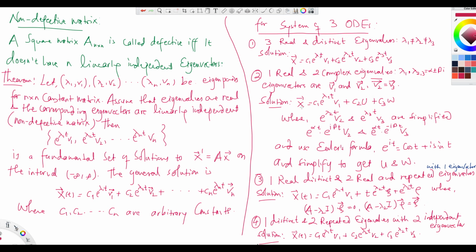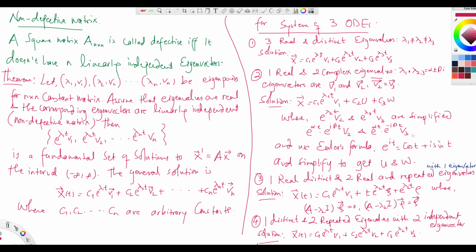So in that case, the solution will be x equals c1 e to the lambda 1t v1 plus c2 u plus c3 w, where the second and third come from e to the lambda 2t v2 and e to the lambda 3t v3, exactly the same as what we did in the 2x2 matrix for the second and third. We simplify that, because lambda 2 and lambda 3 are alpha plus or minus beta i. For e to the i beta t v2, we use Euler's formula and simplify it to get the form of u and w, and then you write c2 u plus c3 w for the second and third. The first one remains the same.